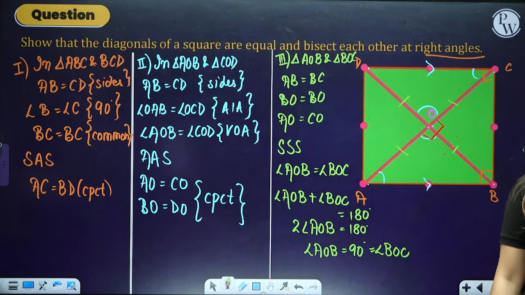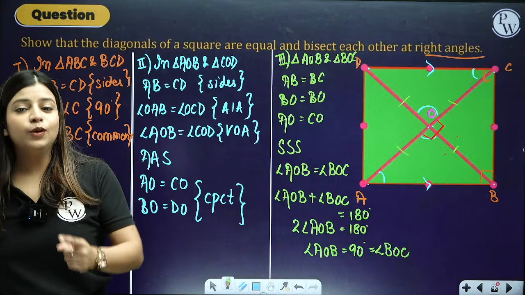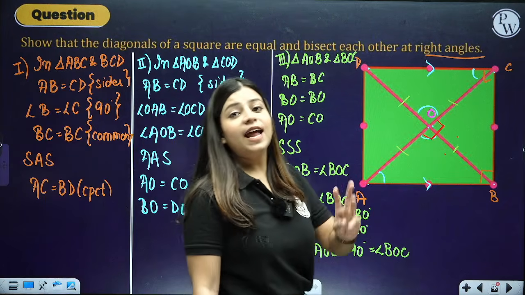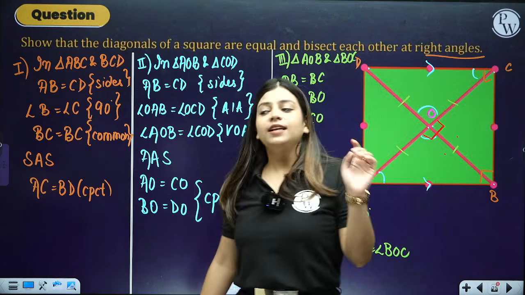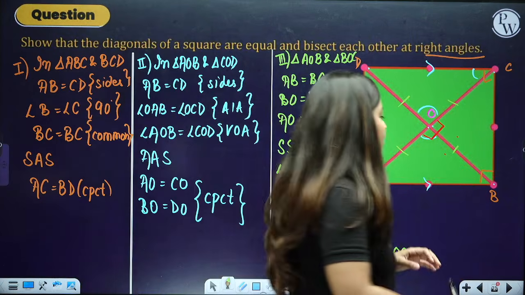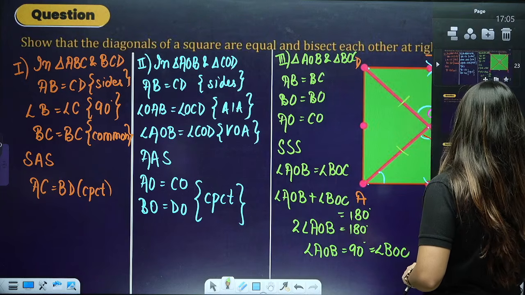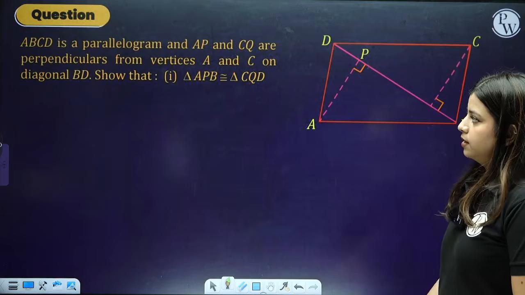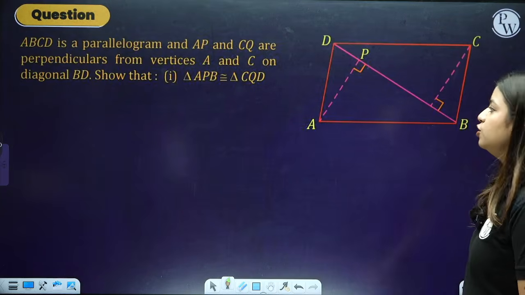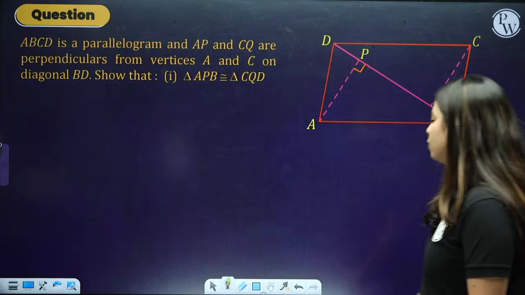So we have proven all the three parts that were asked in the question: to prove the diagonals are equal, to prove that they bisect each other, and to prove that they bisect at 90 degrees. I hope this thing is clear to everyone. Now let's move forward and see the next part. Okay. Now in this question, the very first part is to show that APB is congruent to CQD.